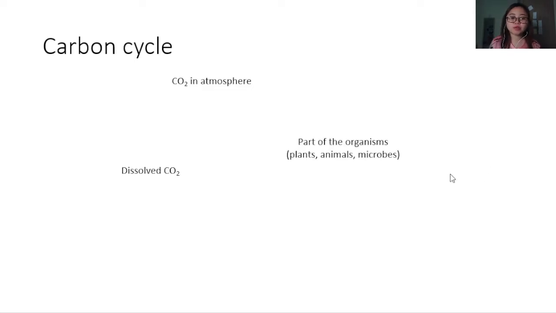We can also talk about the carbon that is found in parts of the organisms. So this is what I mentioned earlier. You can find carbon in the carbohydrates, in the lipids, in the proteins, in the nucleic acids. Not only in animals, such as humans, but also in plants and other microorganisms. We can find carbon in fossil fuels, such as oil and gas and coal. And we can also find carbon in soil and limestone.